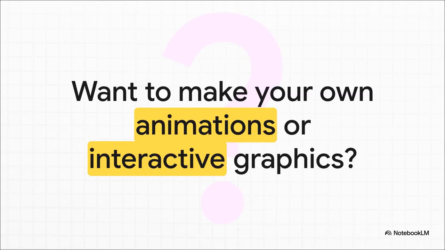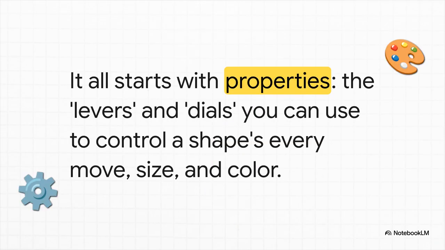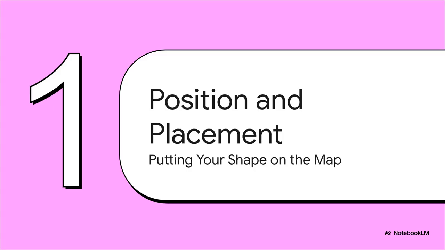So, you're staring at a blank screen. How do you get from that to something cool and interactive like your own game or animation? Where do you even begin? Well, the secret isn't some crazy, complicated magic. It's actually much simpler. It's all about learning the levers and dials of your code. We call these properties. These are the things that let you control a shape's every move, its size, its color, literally everything.